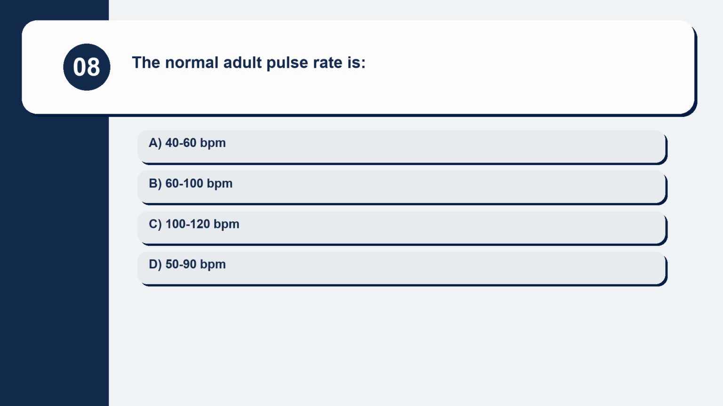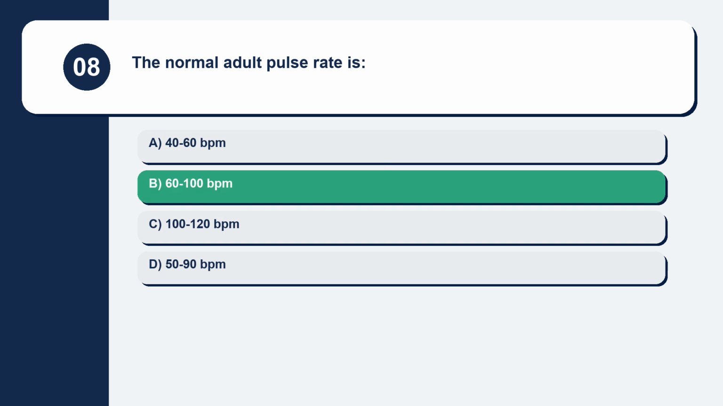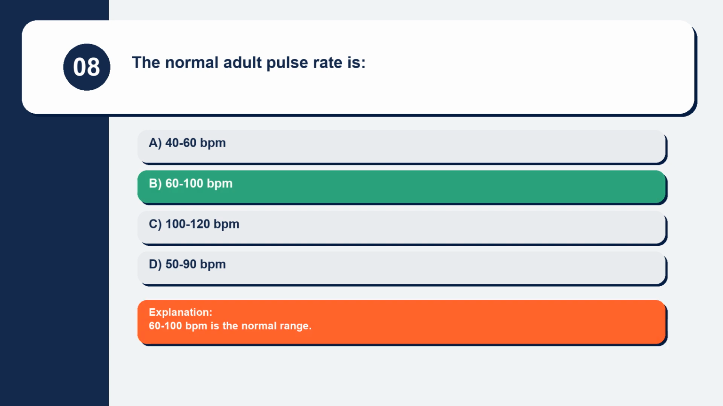Question 8. The normal adult pulse rate is 40-60 BPM, 60-100 BPM, 100-120 BPM, 50-90 BPM. 60-100 BPM is the normal range.